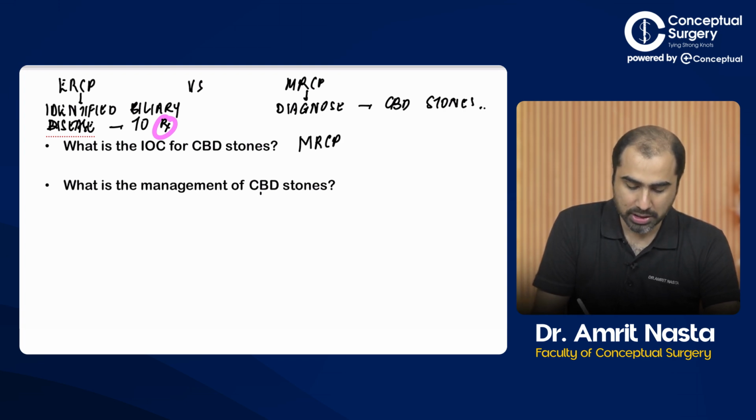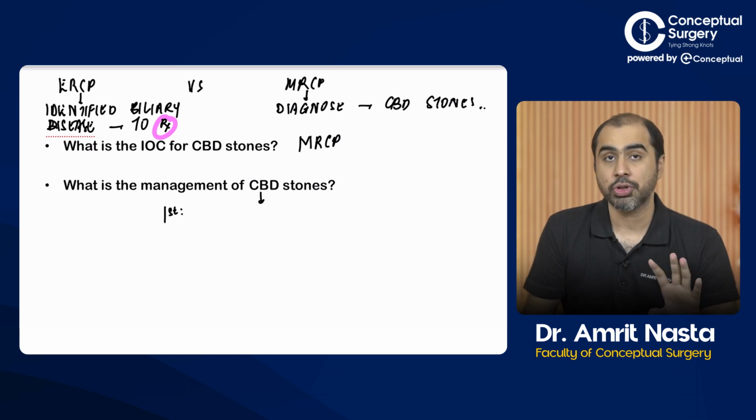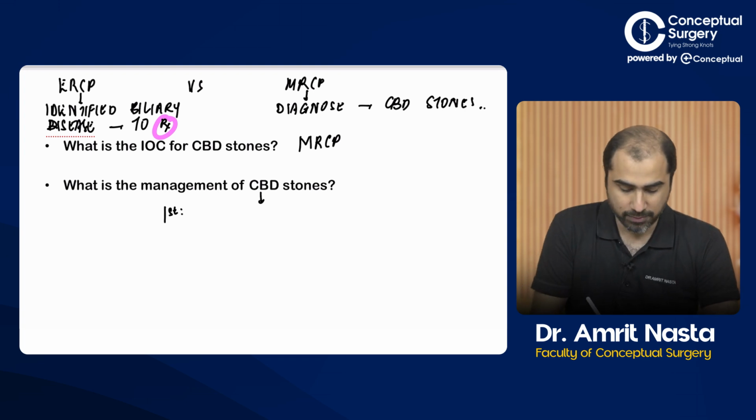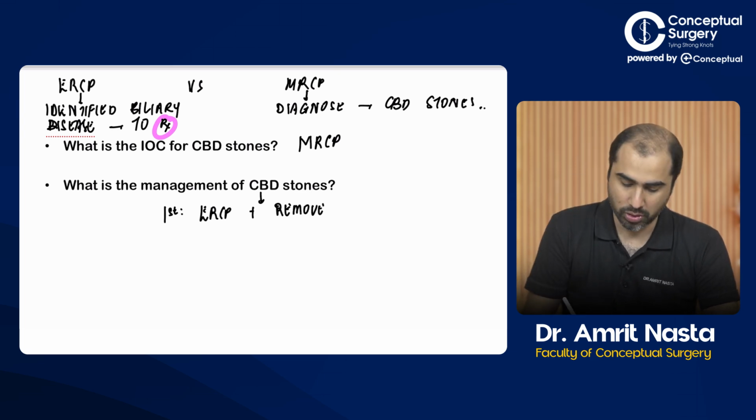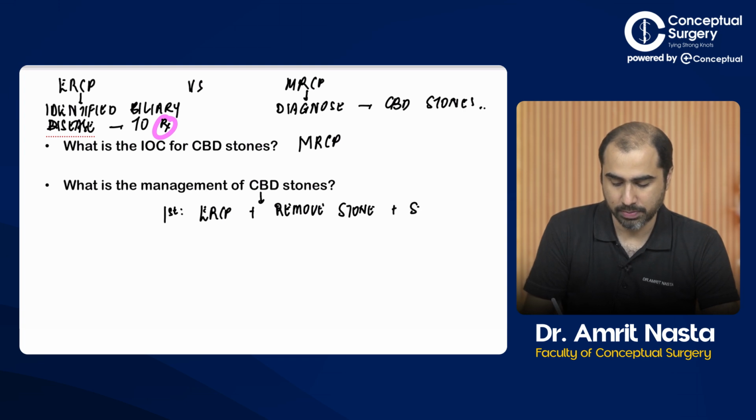And how do I manage CBD stones? First step, this is assuming I have done MRCP and I have confirmed that it is there on MRCP. Then first I will do ERCP plus stone removal. So remove the stone with the help of your endoscope, Dormia basket and all. And many times you also put a stent in the bile duct.